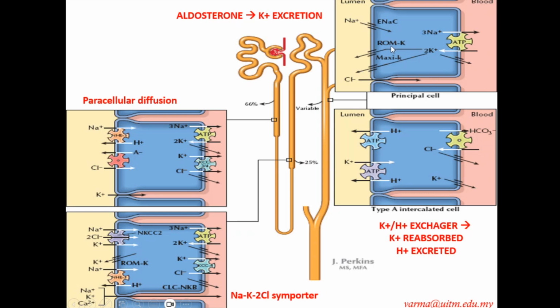The principal cell is involved in excretion. It excretes potassium and it reabsorbs sodium. Aldosterone reabsorbs sodium, excretes potassium. Whereas in the type A intercalated cell, your potassium is being reabsorbed. Only in metabolic alkalosis does your type B come into play. So here in the potassium hydrogen exchanger, the potassium is reabsorbed, hydrogen is excreted.